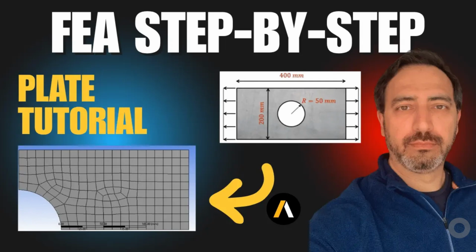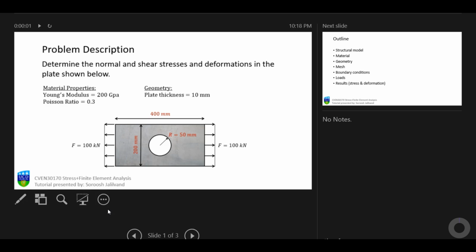Today I'm presenting to you a tutorial on a finite element analysis of a plate under tension using Ansys Workbench version 17.2. The plate geometry is given here. It's 400 millimeter long, 200 millimeter wide. There's a hole in the middle with the radius of 50 millimeter, and there are uniformly distributed loads on both sides of the plate to the magnitude of 100 kilonewton each.